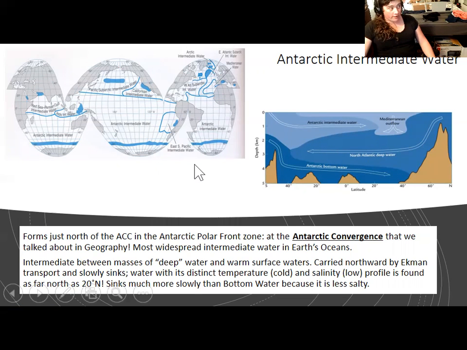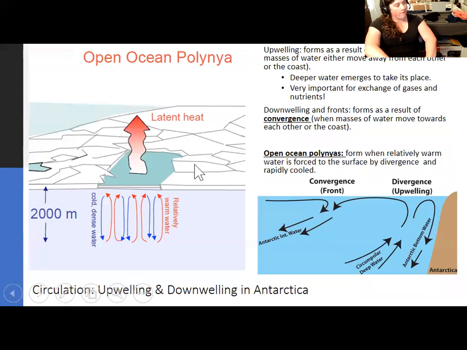Now, I mentioned convergence and how a front involves masses of water being forced together. Something that happens with ocean circulation is that you can either have divergence or convergence if you have distinct masses of water moving. If distinct masses of water are moving in opposite directions, or if you have a mass of water being pressed up against the coast, that will cause divergence. Water will be pushed out in different directions, or water will be pushed away from the coast, and water will rise up to take its place.